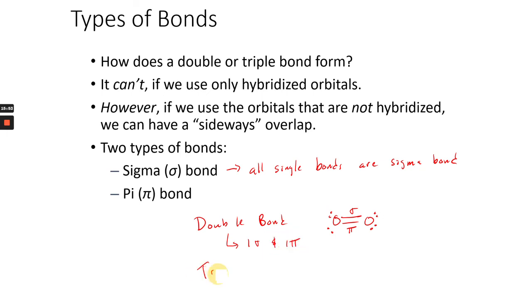A triple bond, let's take nitrogen, you have two pi bonds and a sigma bond. So one sigma and two pi's. So you always have to have at least one sigma, but then everything else is a pi.